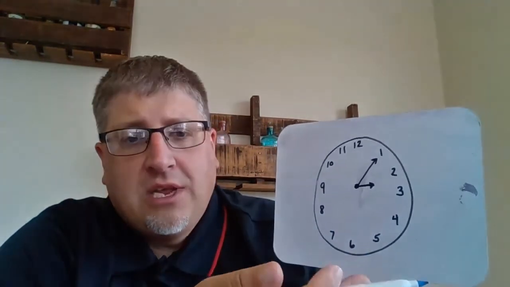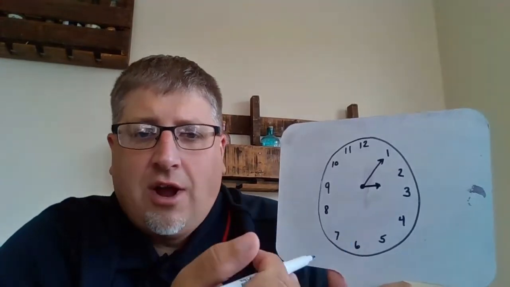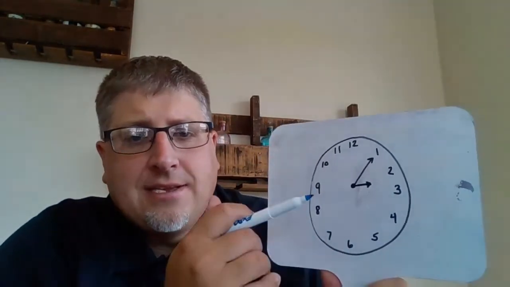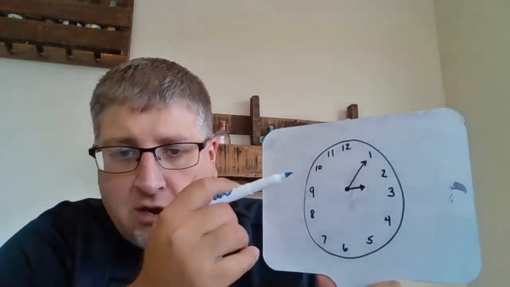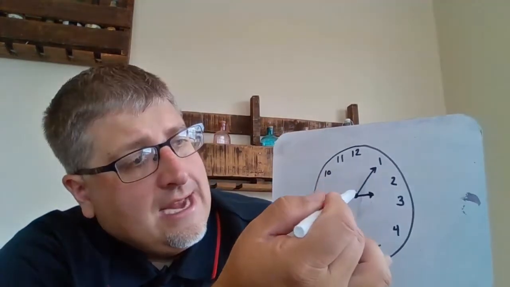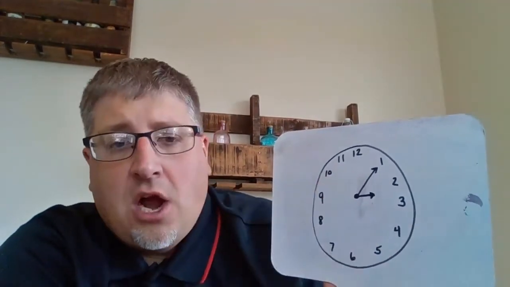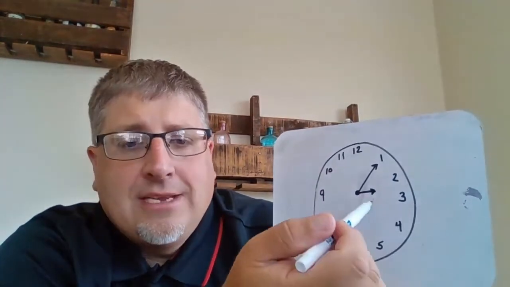But what I want to show you here is just this. I know it's just a drawn clock here, but I want you to kind of get some ideas and some basics here. First off, there's the long hand there. That is our minute hand. That's telling us how many minutes we have. And the short hand is telling us what hour it is. That is the hour hand. And as you can see here, it's between 2 and 3 o'clock.